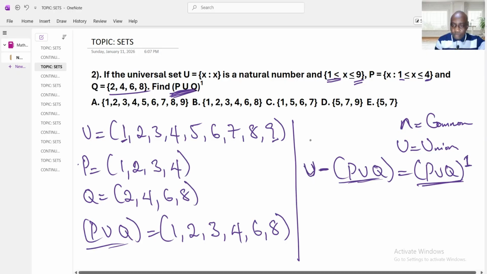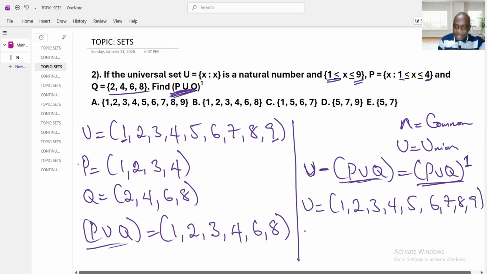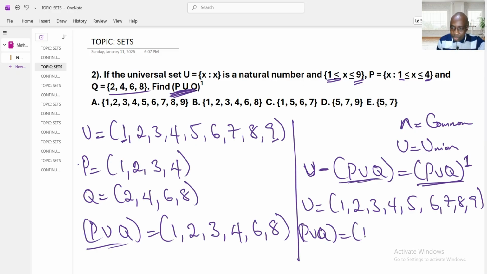Now what is our universal U? Our universal U is 1 to 9: 1, 2, 3, 4, 5, 6, 7, 8, 9. Isn't it? While our P union Q is what we got here: 1, 2, 3, 4, 6, 8. Now we are going to do what?